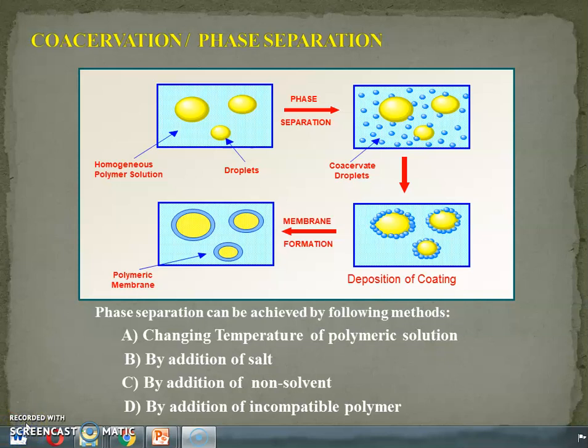Thus, the coacervate formed by phase separation deposits on the core materials and forms a layer, and finally by rigidization it forms a complete covering over the surface of the core materials, and it forms microcapsules.